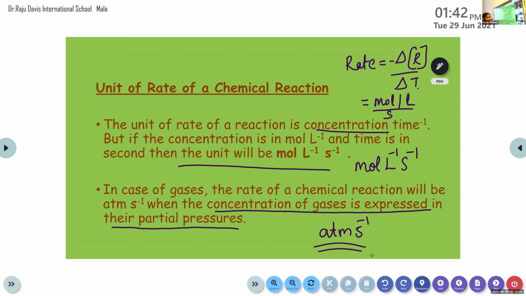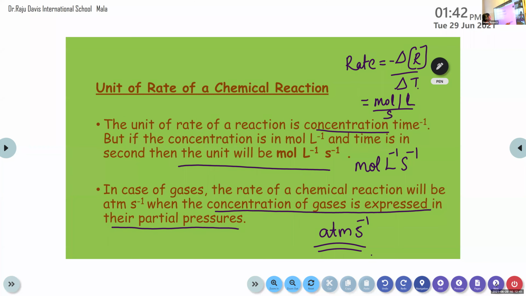Aditya, what about the unit of rate of a chemical reaction? Mole per liter per second. Yes, mole per liter per second, because the unit of concentration is mole per liter and the unit of time is second. In the case of gases, what about its unit? Mehak, can you tell me? ATM per second, that means atmospheric pressure per second. Okay, so that's about the unit.